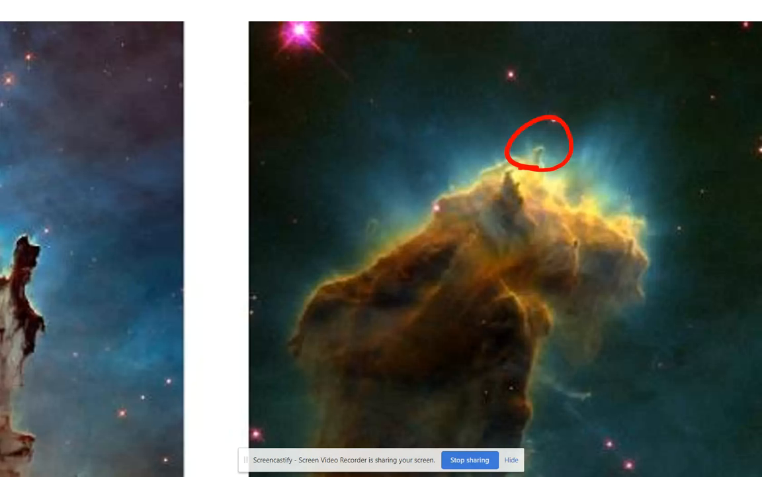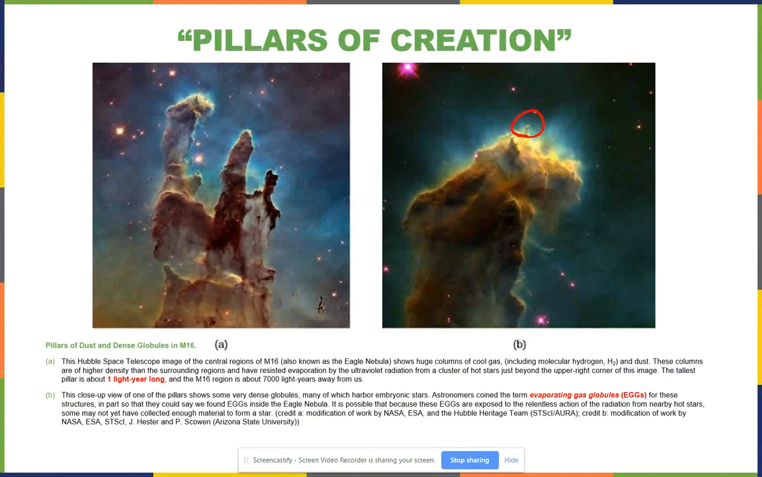So they called these evaporating gaseous globules. Why did they call them that? Or gas globules? Because then it has an abbreviation of EGGs. So they could say we found eggs in the Eagle Nebula. Because astronomers are some funny people. You can't deny this. So those are evaporating gas globules, which are nurseries for stars, we believe.